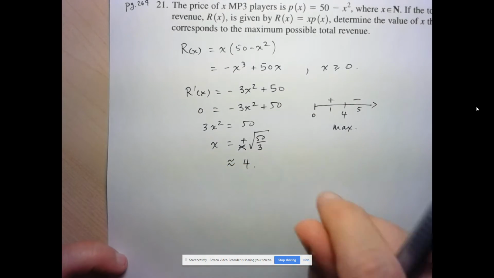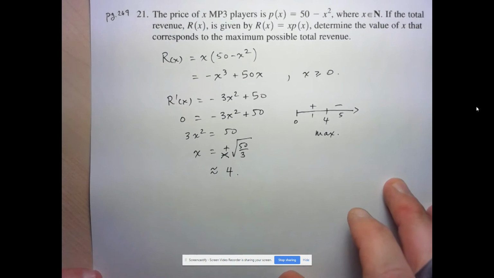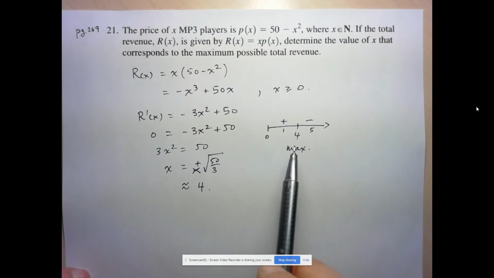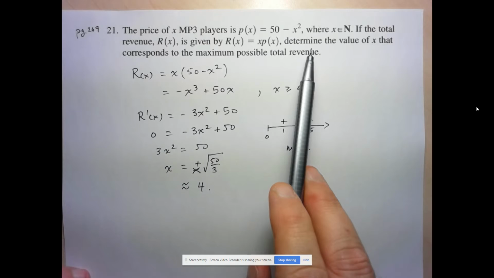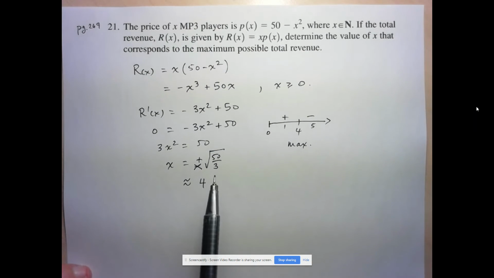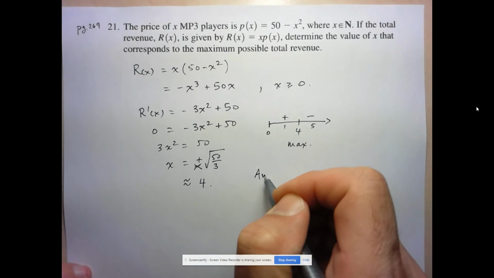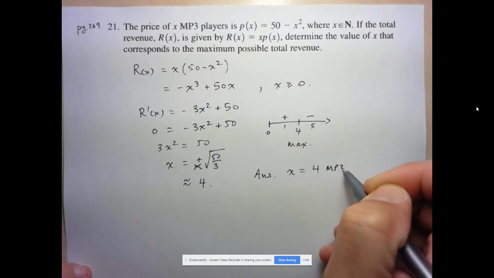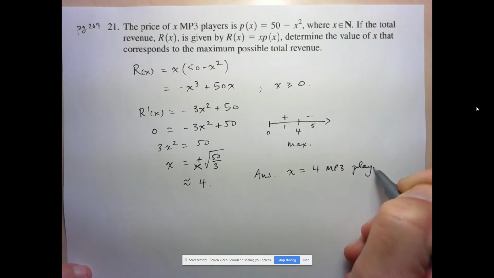All right, so now that we know what corresponds to a maximum revenue, we go back to see exactly what they're asking for in the question. And in fact, what they want is the value of x that corresponds to the maximum possible revenue. So that's our answer. So here, x would be equal to 4 MP3 players.